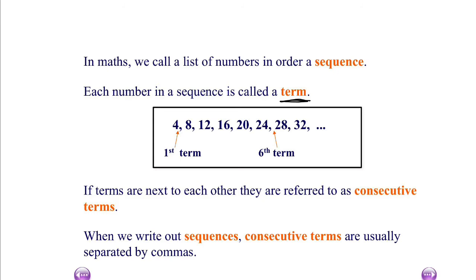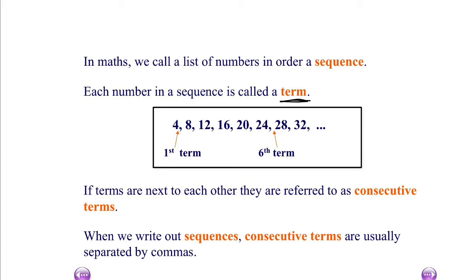Let's talk over the terms we looked at in last class. A sequence is a list of numbers, and a term is the name that we give to each number in the sequence. For example, in this case, our first term is 4, our second term is 8, and our sixth term is 24.